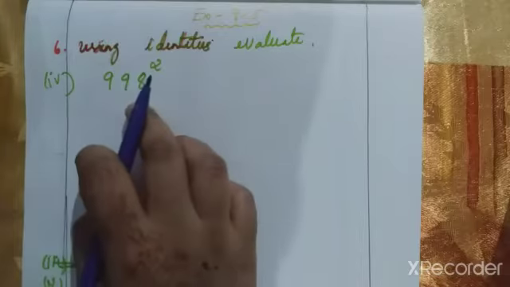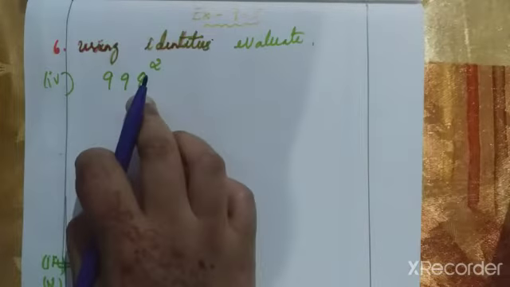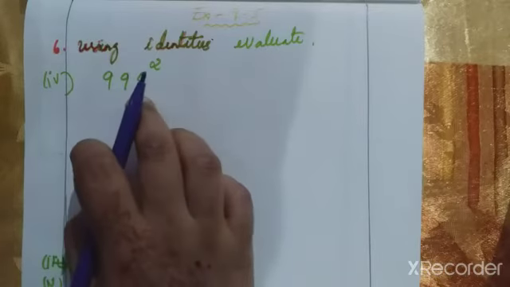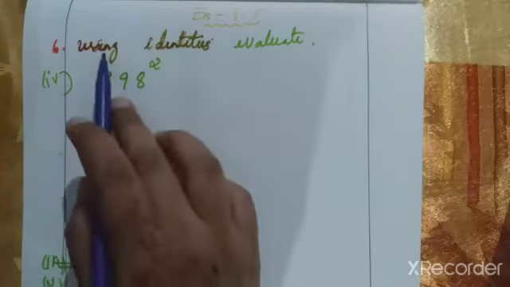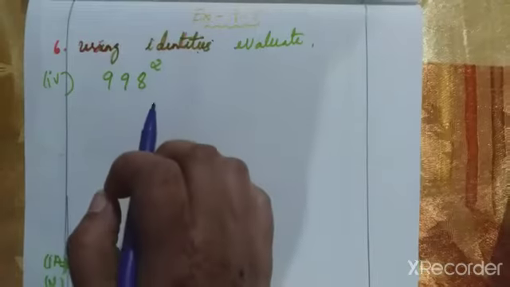998 square. By using formula, we have to simplify or evaluate this. Now here we have to find the square of this number. Square of means 998 into 998. After multiplying 998, what is the answer we have to find? But by using formula or identity, we have to solve this.